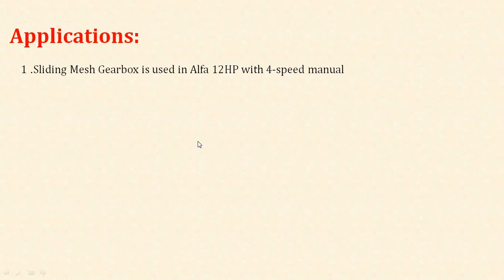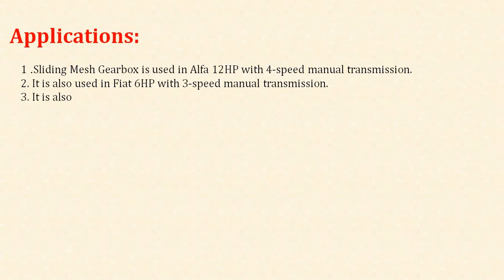Next are the applications. The sliding mesh gearbox is used in the Alpha 12 HP, a 4-speed manual transmission. It is also used in the Fiat 6 HP with a 3-speed manual transmission, and also in the Mercedes 35 horsepower. So these are some applications.